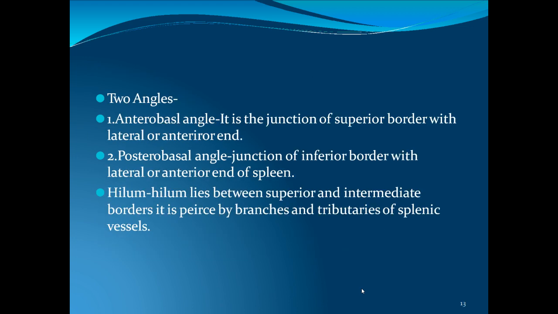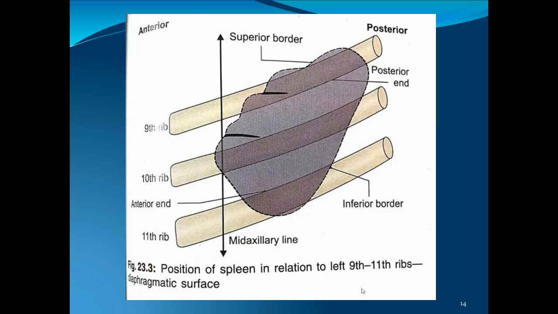Two angles: the anterior basal angle is the junction of the superior border with the lateral or anterior end, and the posterior basal angle is the junction of the inferior border with the lateral or anterior end of the spleen. The hilum lies between the superior and intermediate border. It is pierced by the branches and tributaries of the splenic vessels.